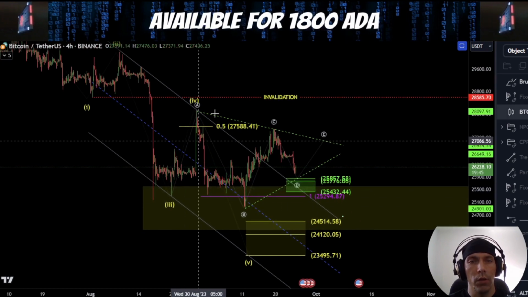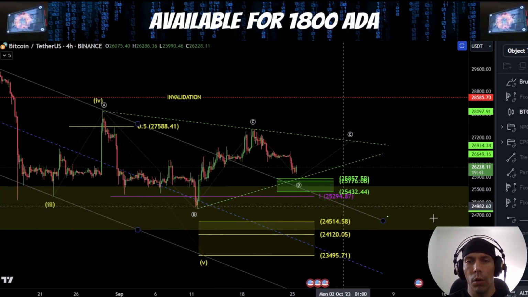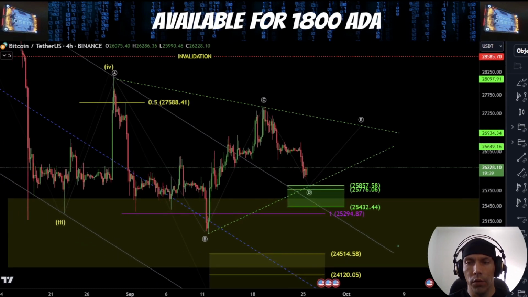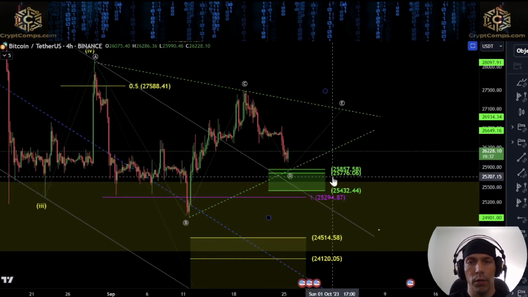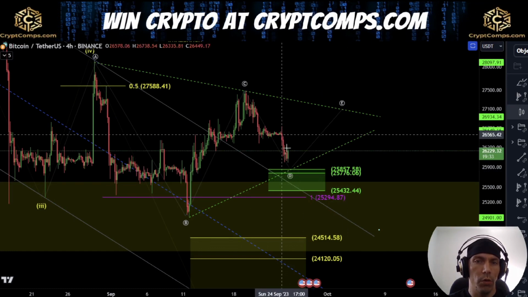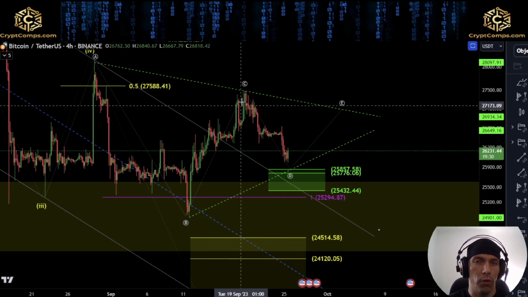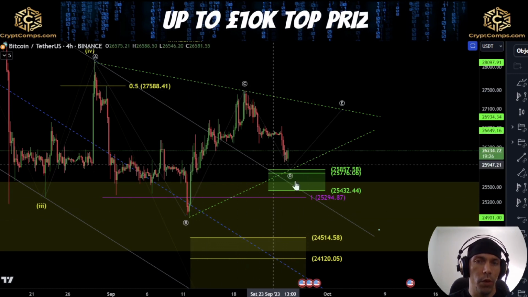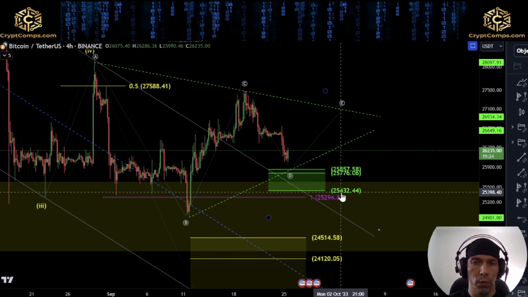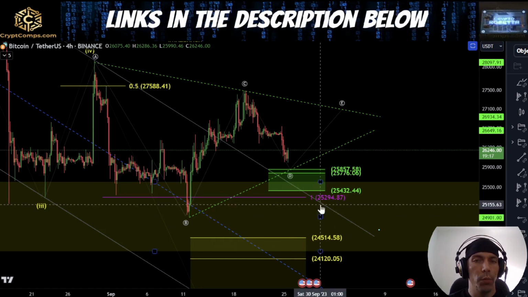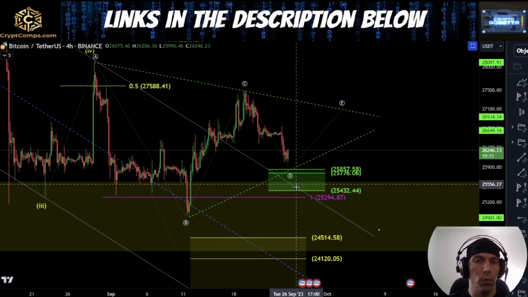Now if this is actually looking to form as a triangle, what I would be looking out for here would be this green support box area here of this 25,857 to this 25,776 as our golden pocket area, which is a common zone for a relationship between the C wave and the D wave here. So now if we do look to overshoot this, I will also be looking for this level here of this 25,432 as a potential alternate zone that we could look to find support.